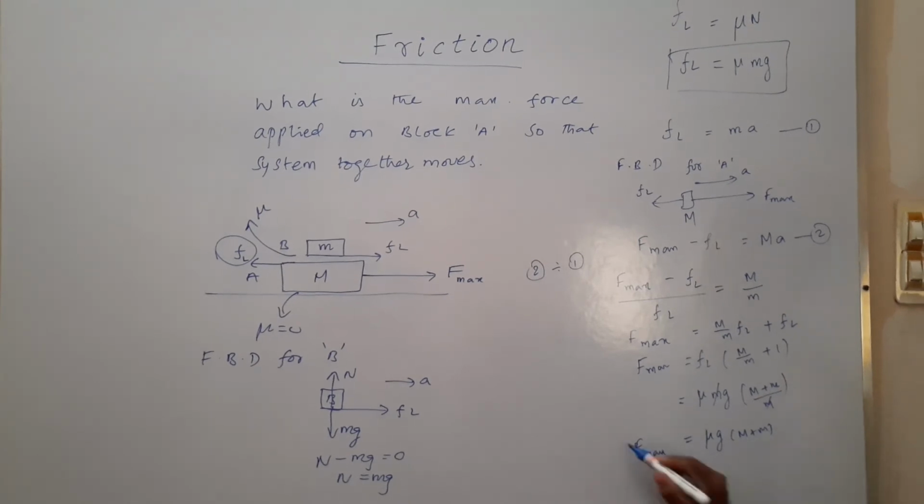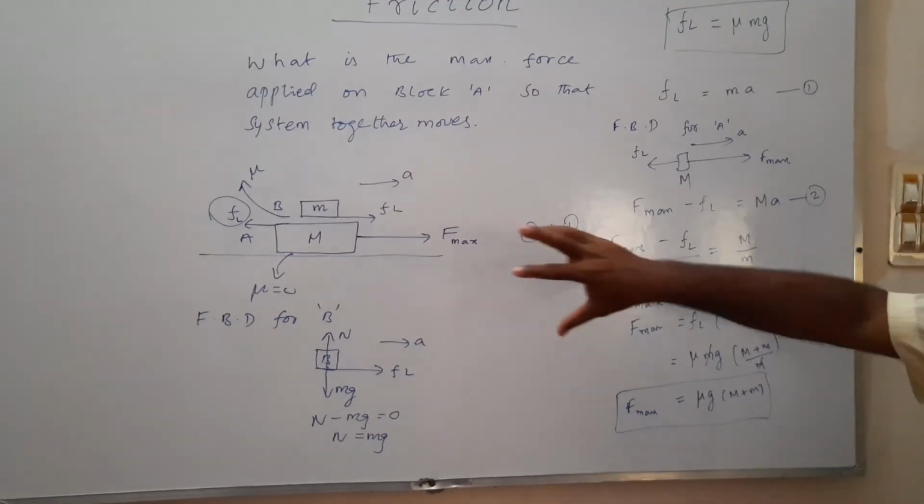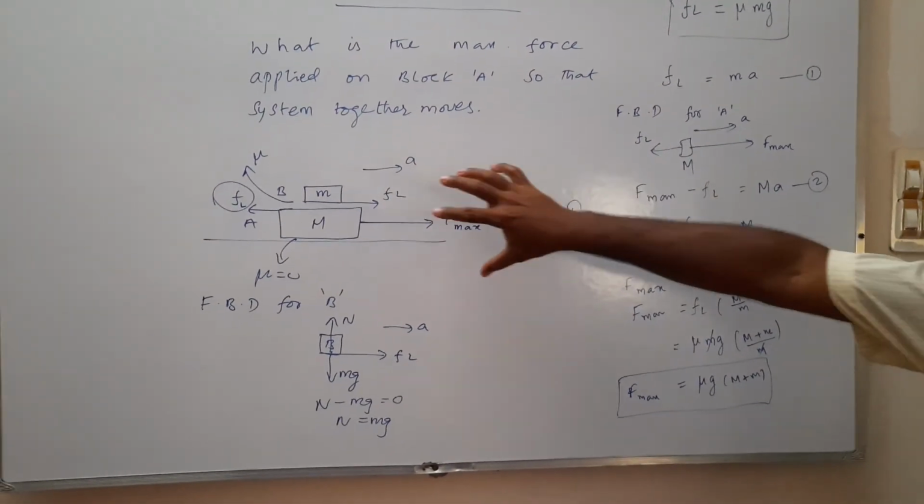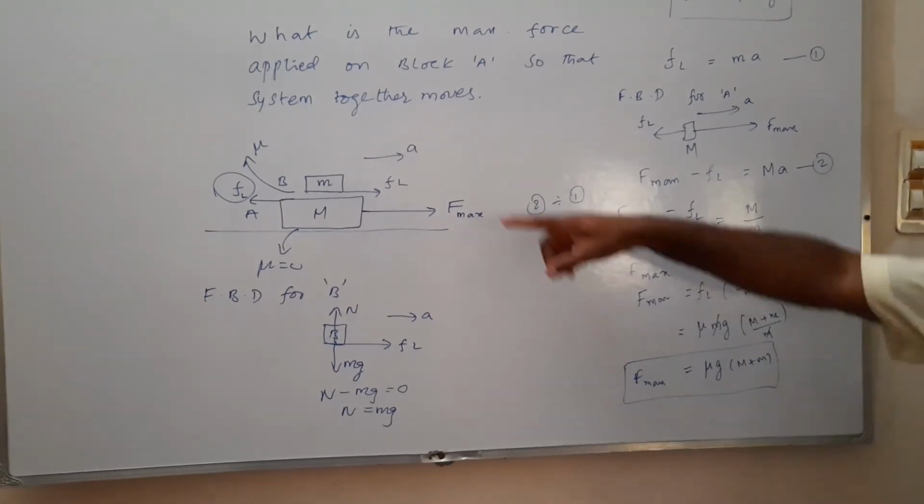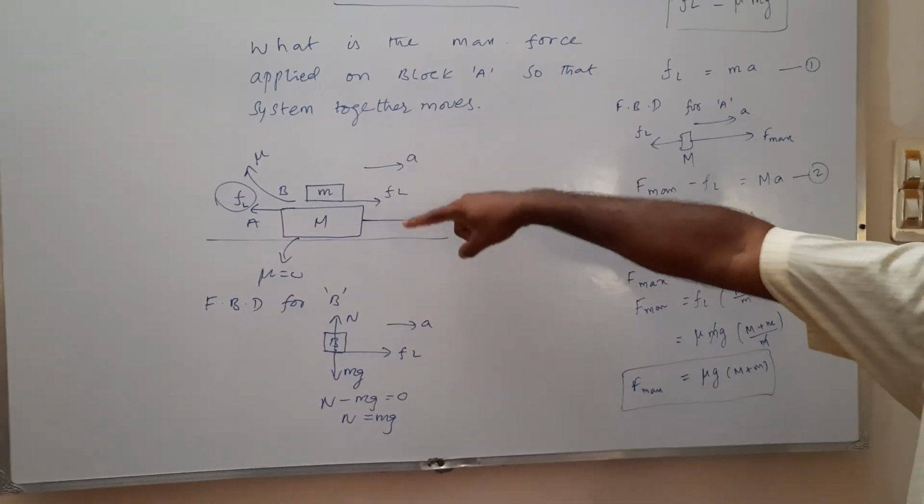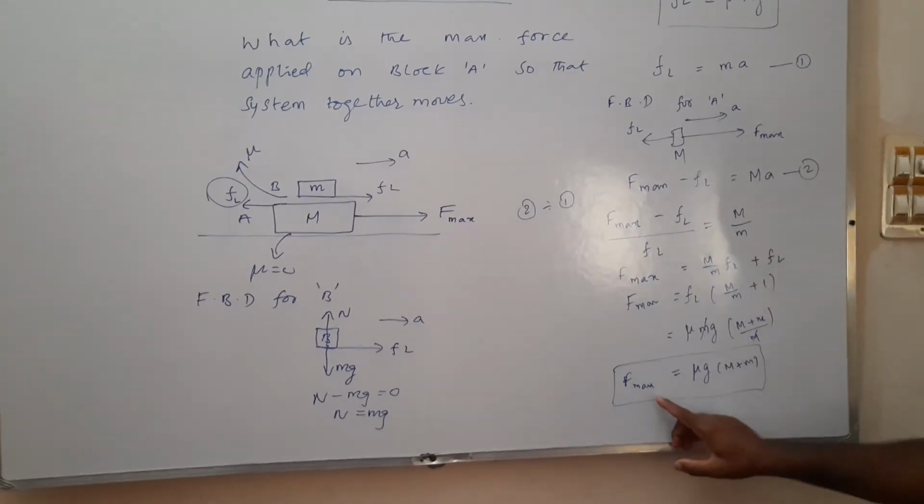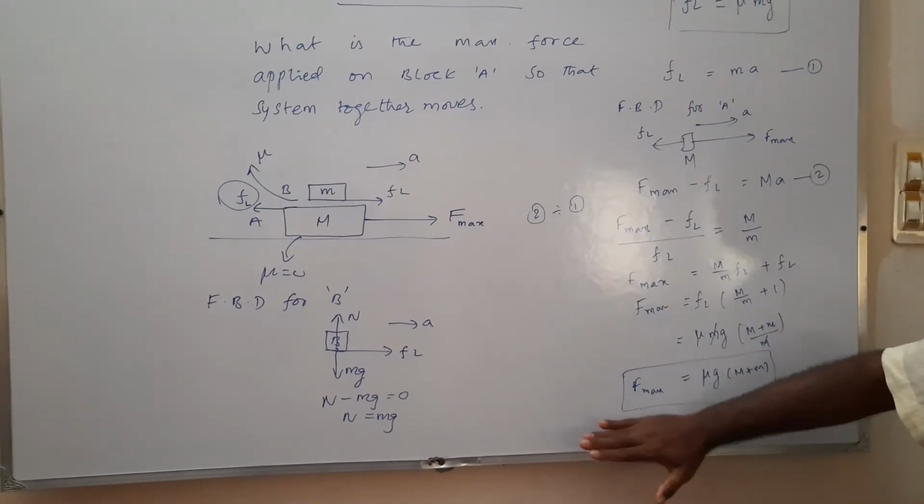So this much force is required to pull block A so that the system, block A and block B, moves together. If you apply a force more than this, there will be relative motion between A and B. If you apply less than this much force, then the system moves together. Problem completed.